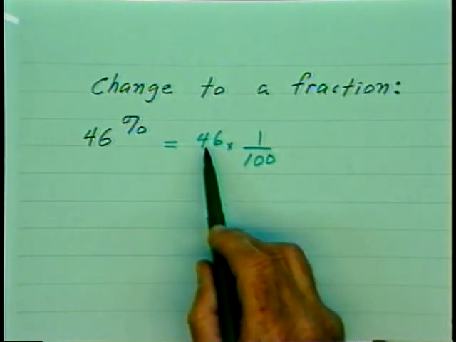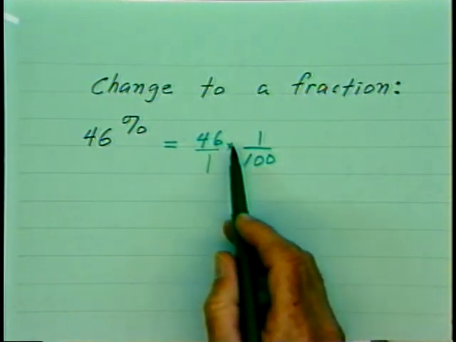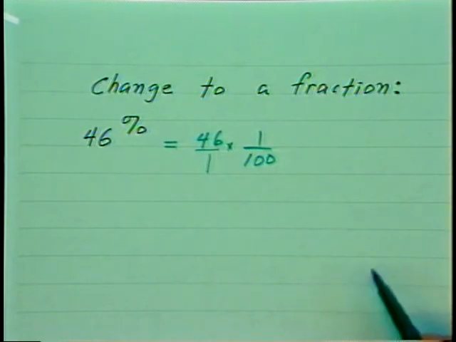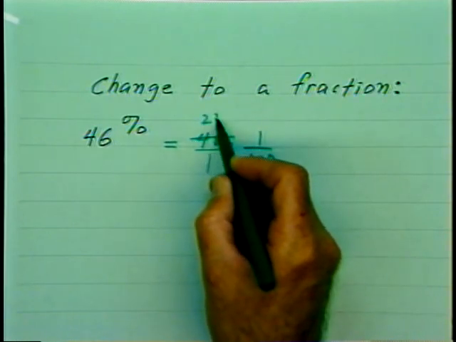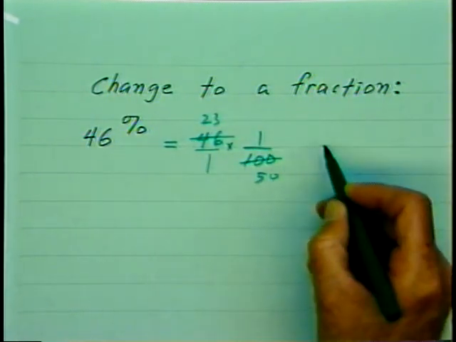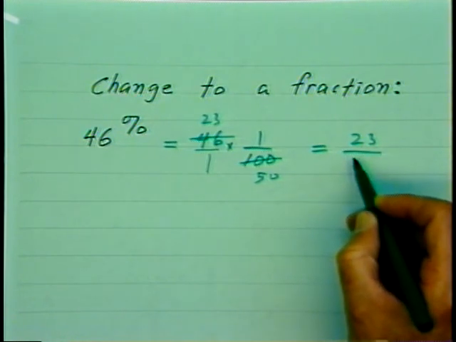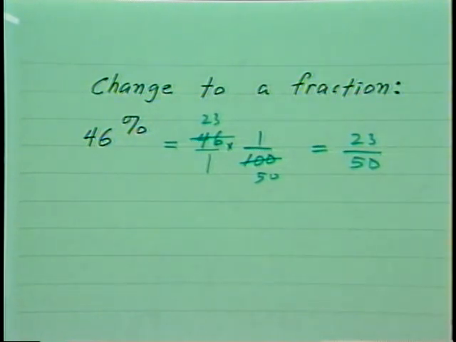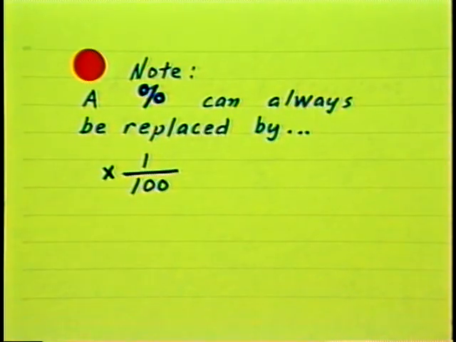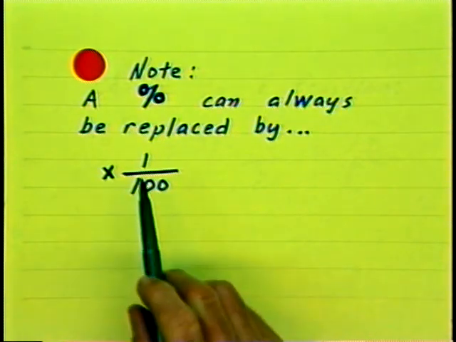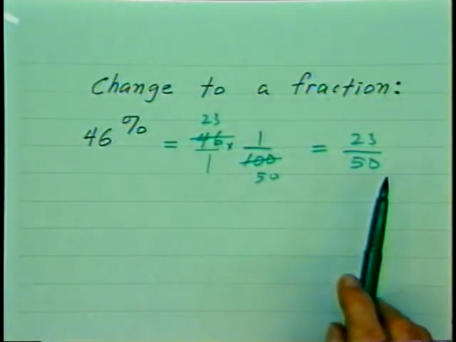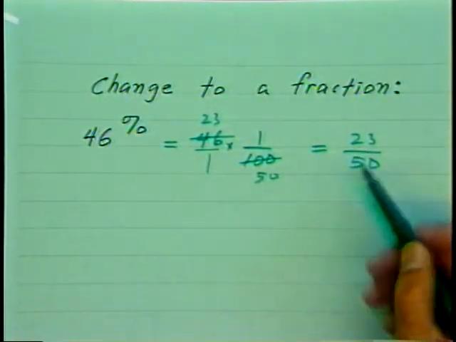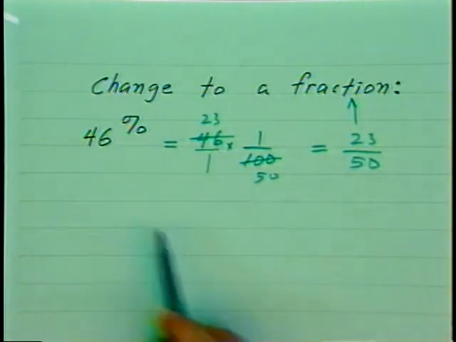And of course, to make 46 into a fraction so that you can perform the multiplication, you have that. And then of course you can reduce before you multiply. 2 goes into this 23 times, 2 goes into this 50, and I get 23/50ths. Isn't that nice? All from just this one simple statement, that a percent can always be replaced by times 1/100th if that's what you want to do. And of course, we've ended up with a pure fraction, which was our goal, starting with a percent.